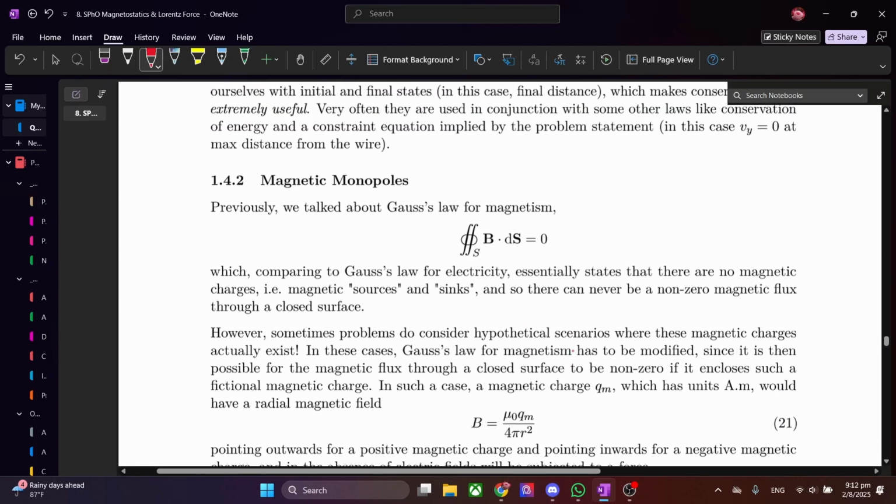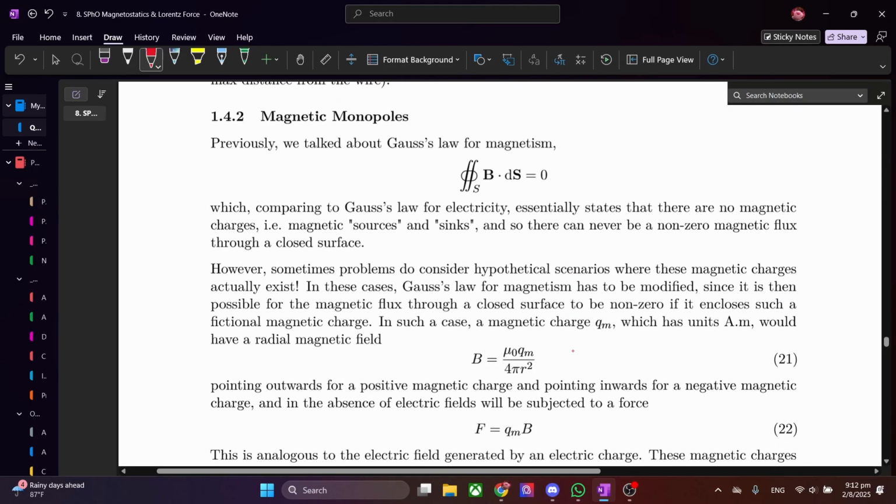So just now, okay, this is a little bit tricky to say. Basically, just now we talked about Gauss's law of magnetism, which basically says that there are no magnetic charges.